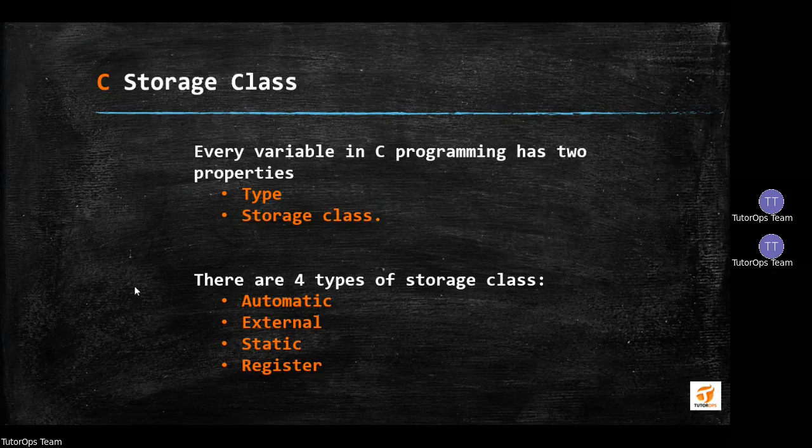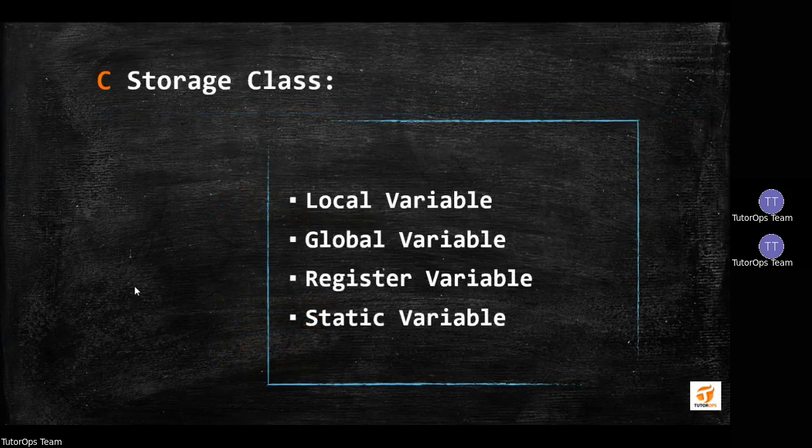And the last one is register. The register storage class is used to define local variables that should be stored in a register instead of RAM. So it is directly stored in the register, not in the RAM. So these are the four types of storage class: automatic, external, register, and static. We explained all of them.